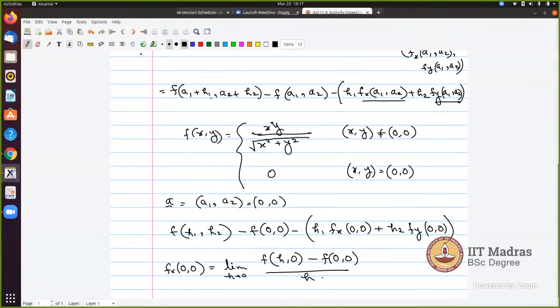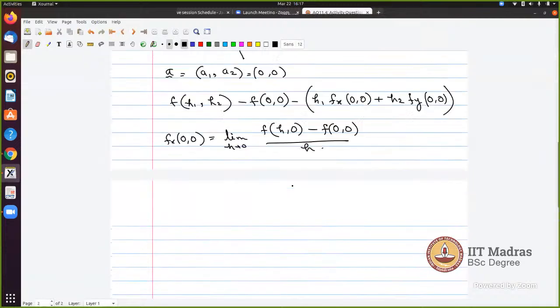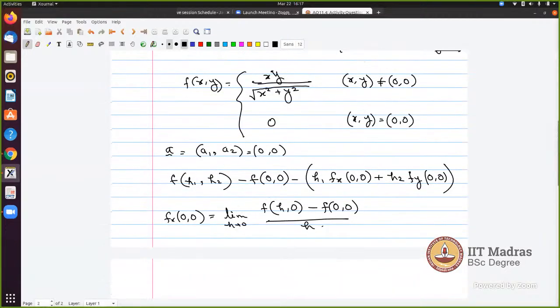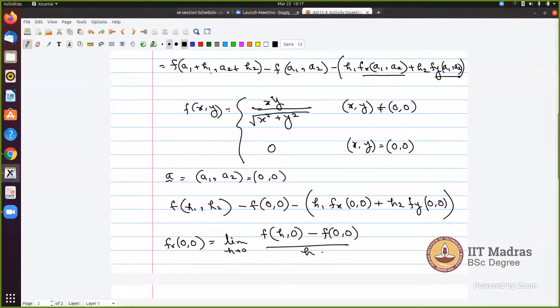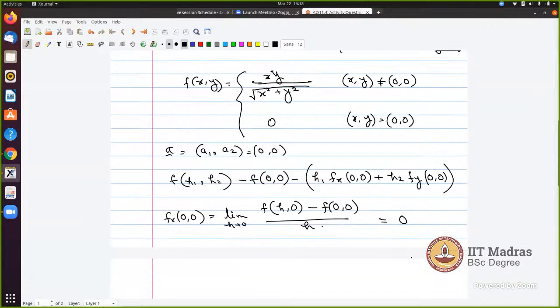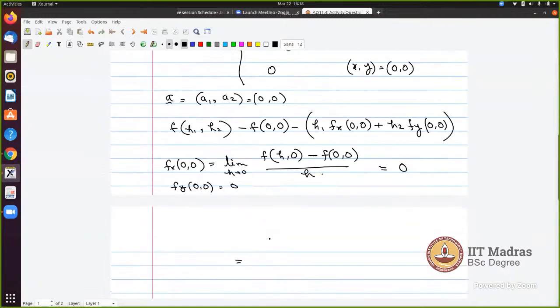So what is this one? 0, right? Yes, sir, because f(0,0) is anyway 0 and f(h,0) is 0. So the numerator is 0, so the limit is going to be 0. Yes, sir. And similarly, fy(0,0) is also 0. Okay, great. So we know what these two are.